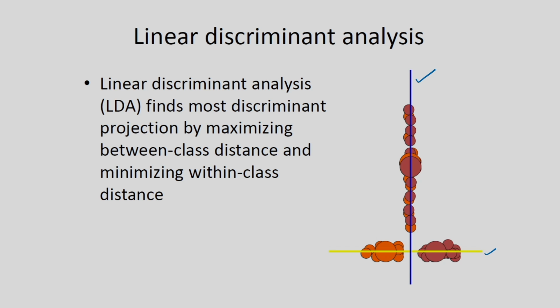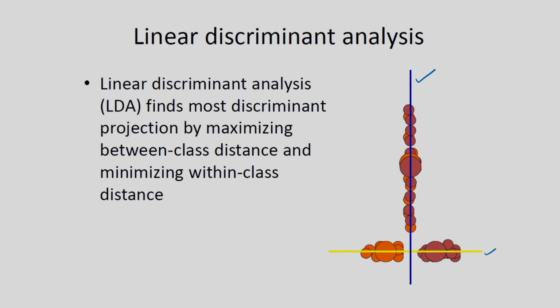So for this I have to consider two cases, one is the within class distance, and another one is the between class distance. That means I have to maximize the between class distance and minimize the within class distance. Based on this I have to find the projection direction, and based on this projection direction I can find maximum separability between these two classes.